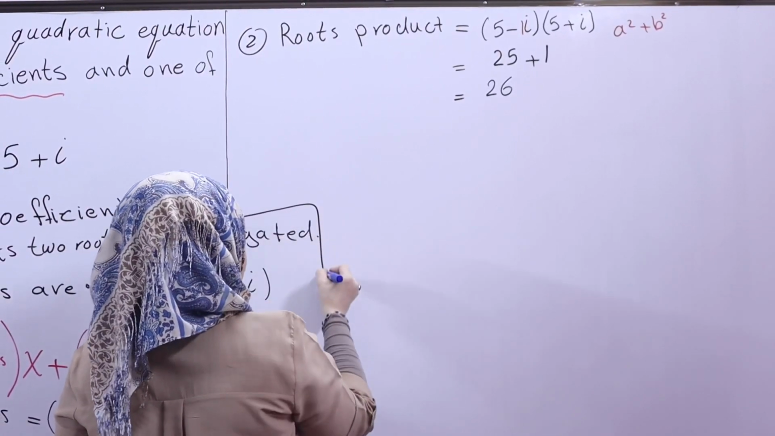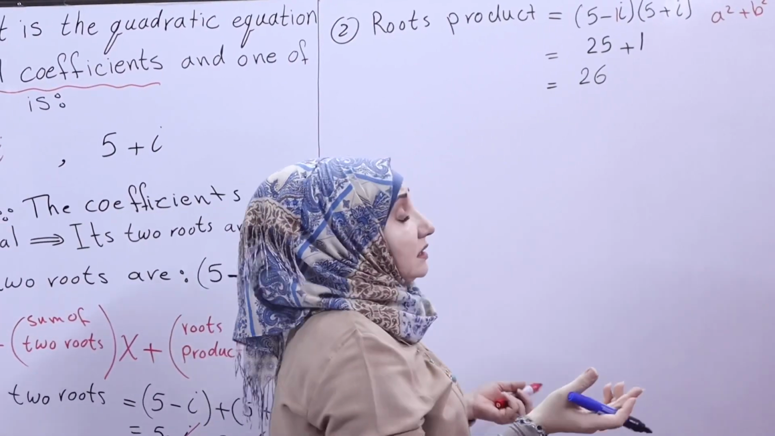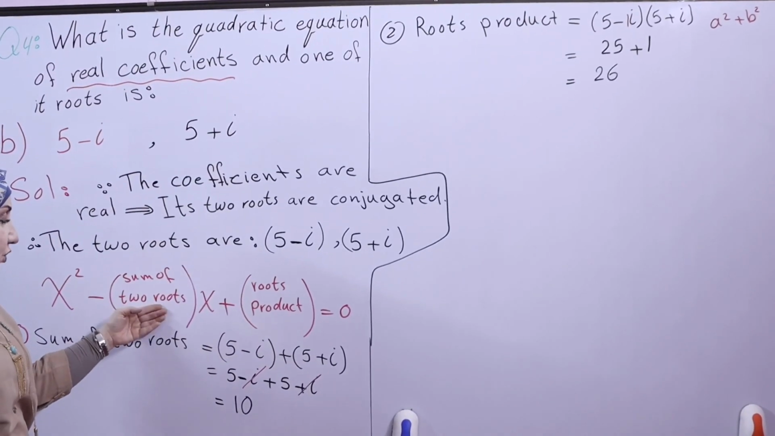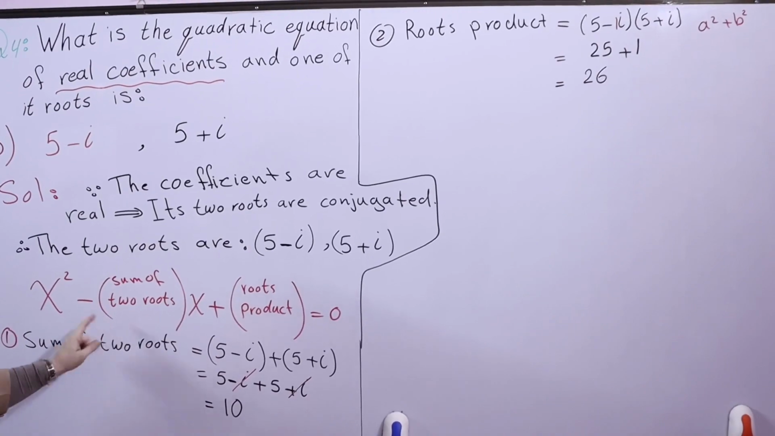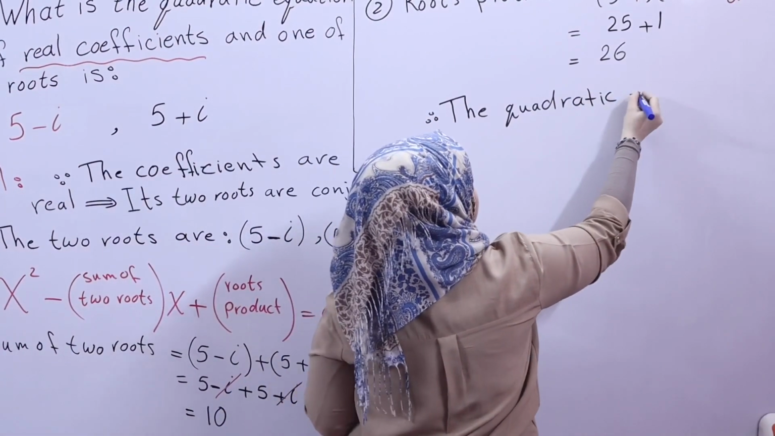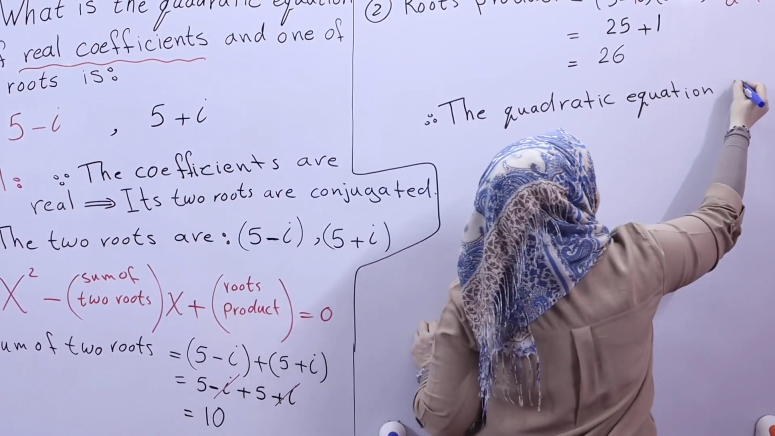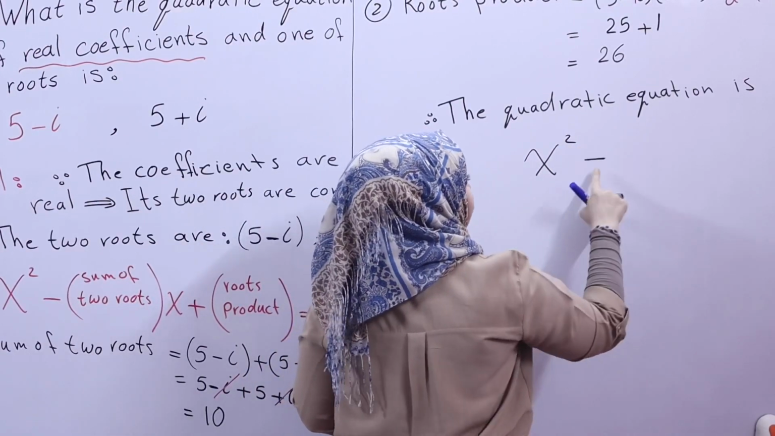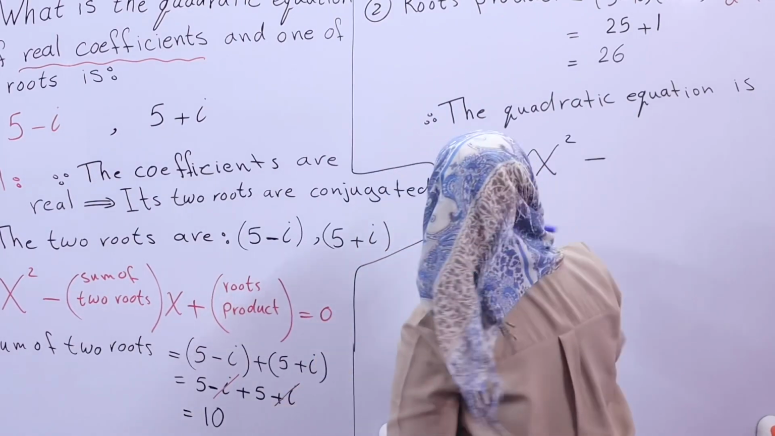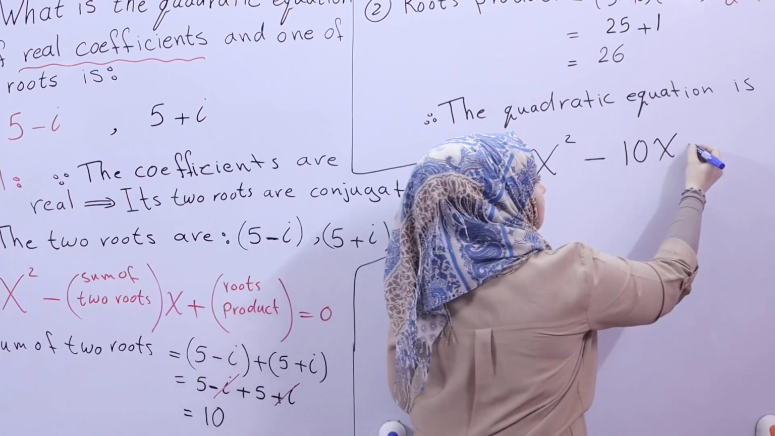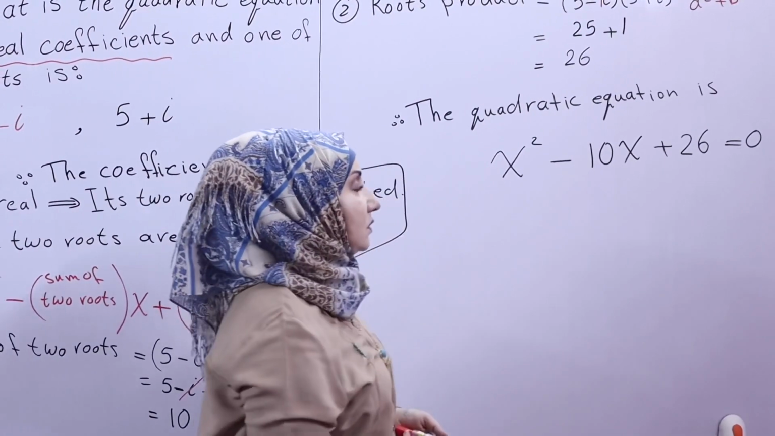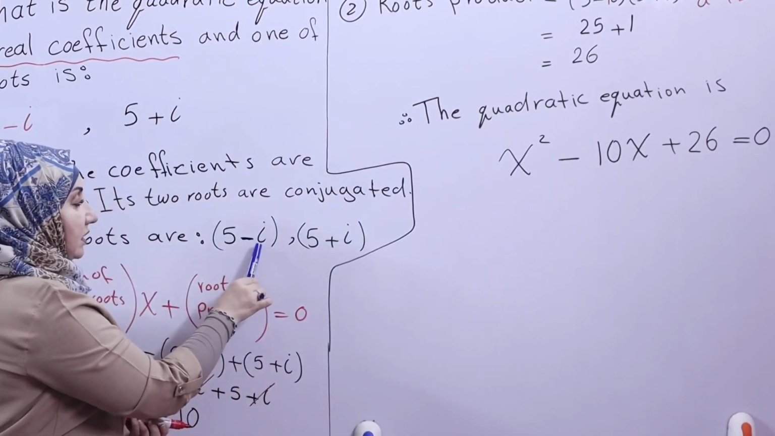So now we can write the quadratic equation which is required in the question. Now I have the formula for the quadratic equation whose roots are known: we found the sum of the two roots and the product of the two roots, so I can write the equation. So the quadratic equation is x squared minus the sum of two roots, which equals 10, so 10x, plus the product of the two roots, which equals 26, equals 0. This is the quadratic equation whose two roots are 5 minus i and 5 plus i.